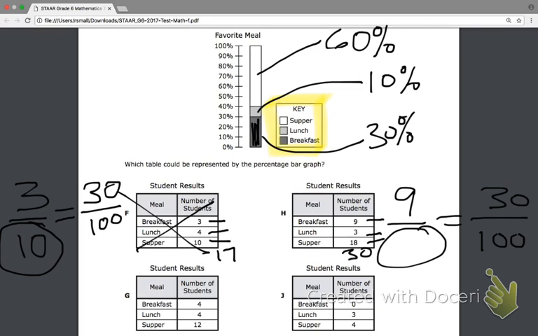So if I cross multiply and divide and get 30, I know this is my correct answer because no other charts have 9 students for breakfast. So I'm going to cross multiply 9 and 100 to get 900. And then I'm going to divide by 30 to get 30. 30 matches 30, so I know H is my correct answer because no other charts have 9 students for breakfast, so I know I don't have a tie.